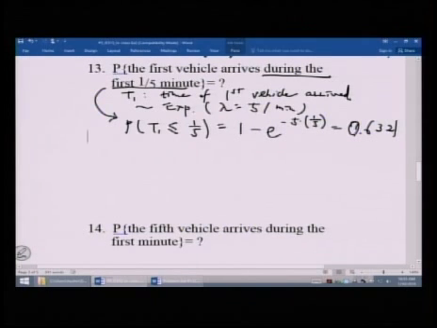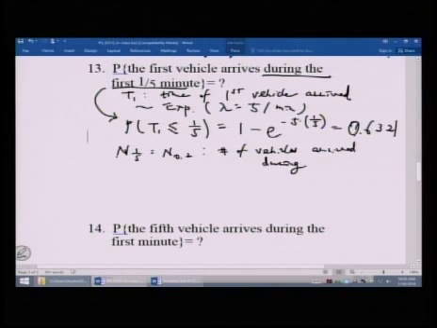Is there any other way to solve this to get the same probability value? How about if you use Poisson? How do you do that? If I define random variable n sub 1/5, which is n sub 0.2, what is this? Number of vehicles arrived during 1/5 minute. Then, of course, n sub 1/5 follows a Poisson distribution. Is that right?